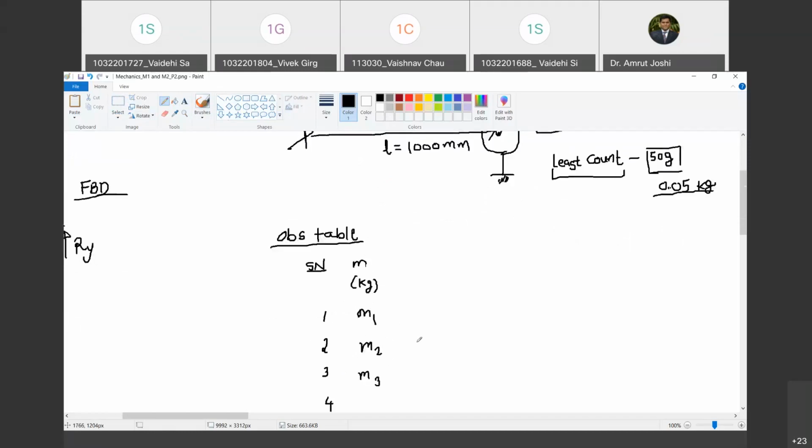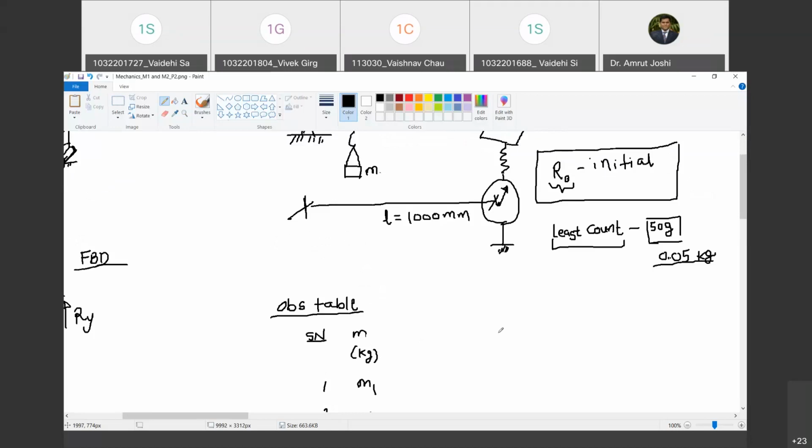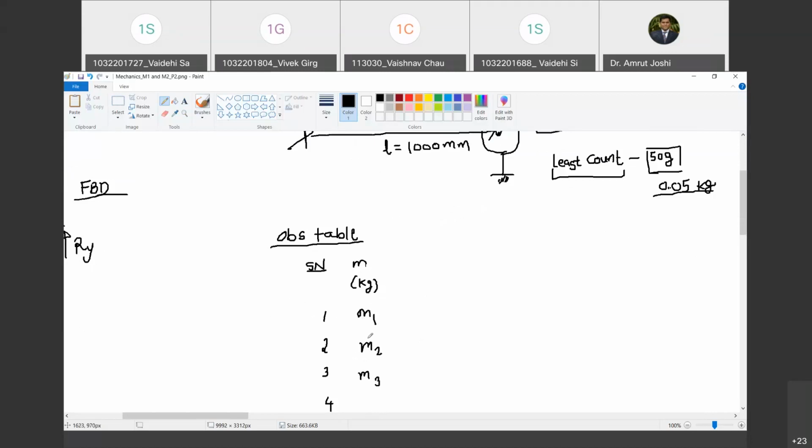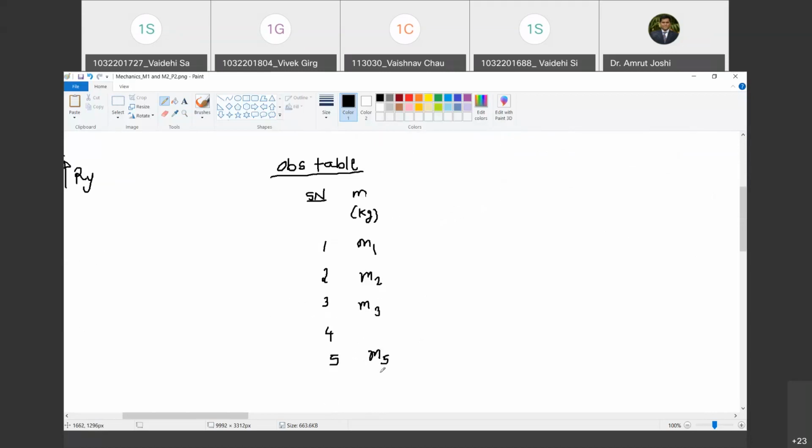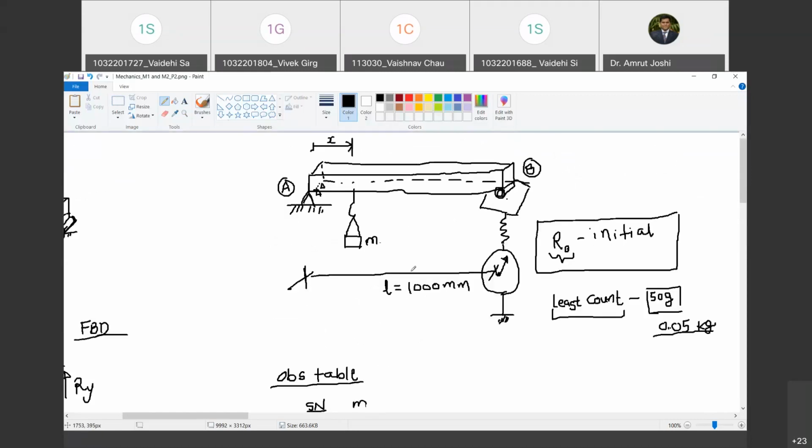Yes, sir. So I have weights in multiples of 50 grams, masses in multiples of 50 grams. I will go on adding it to this and I will change the value of M. So I will choose randomly any 5 values M1, M2, M3, M4, M5. Are you with me? Yes, sir. And now I will also go on changing this distance x. So x can change in multiples of 200 mm.